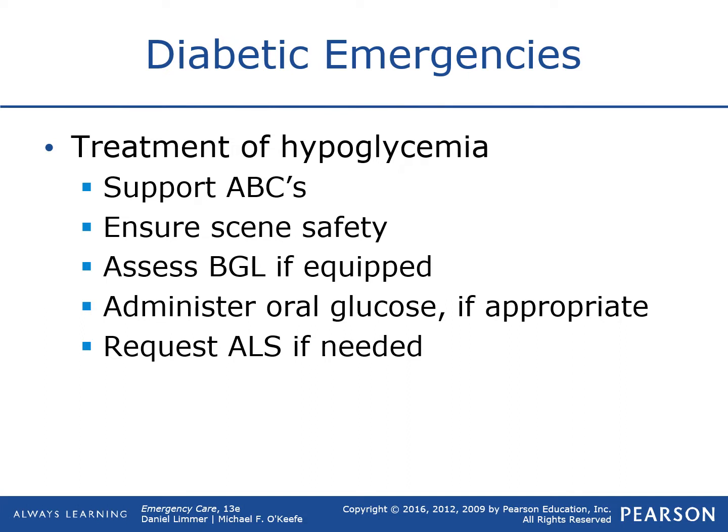Request ALS if needed. So if they are someone who can't take oral glucose for some reason, or you've given oral glucose and it's not working, that's something that ALS can step in on. ALS will be able to actually start an IV and give glucose directly into their bloodstream. So that's something that's very useful, but we want to start with the BLS treatment if we can. So if you can treat them at the BLS level, even if you have ALS there, we're going to be treating them at the BLS level, because we don't want to be going any more advanced than we absolutely have to.